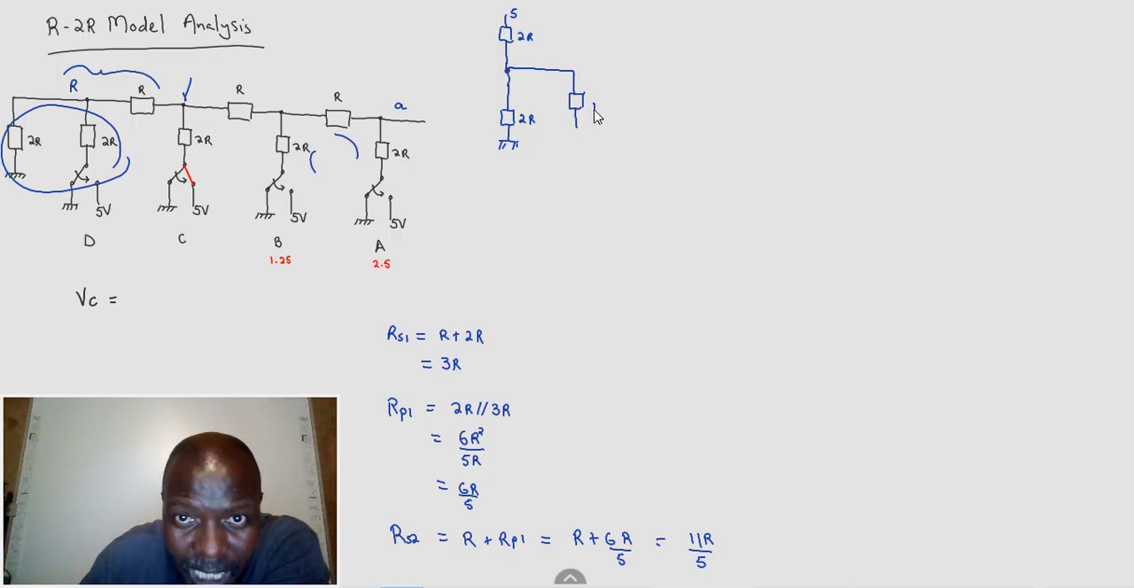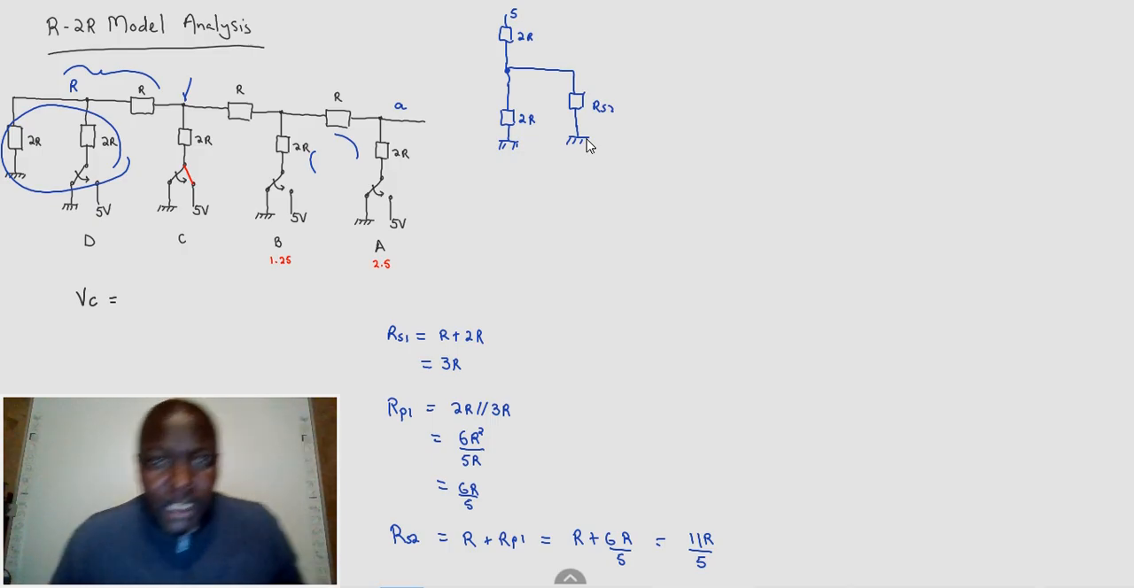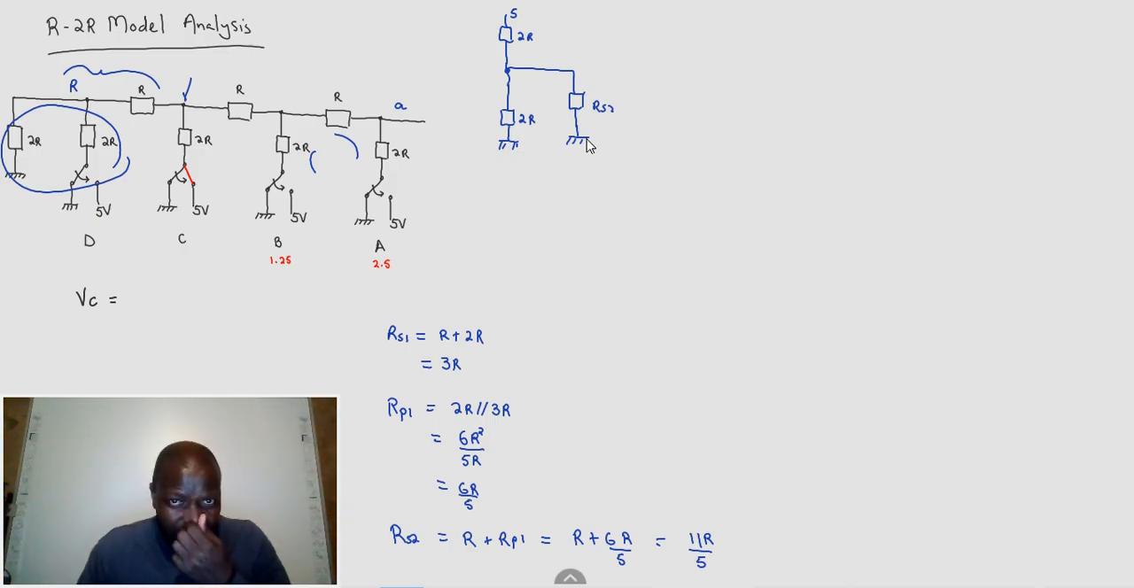This is the R series 2. It is parallel to our 2R, to that 2R there, because they are parallel. On the one side there's ground, on the other side there's ground. They are connected on ground, and they are connecting this side, so they are parallel, but they are connected to the 2R, which goes to the 5 volts. So this is our situation.